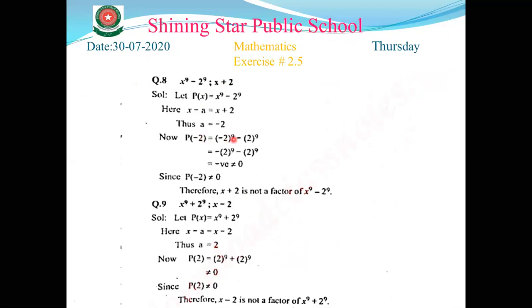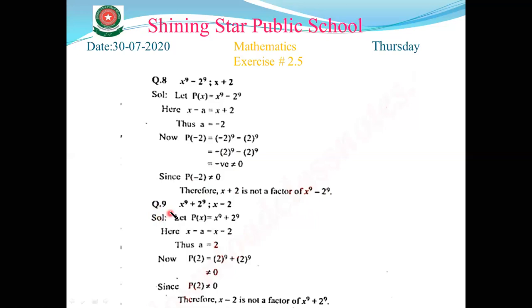Now we put the minus 2. Minus 2 power 9, minus 2 power 9. Because of this polynomial, minus 2 power 9 is minus 2 power 9, and here is 2 power 9. When we take the common minus 2, it means they cannot cancel. Okay, it means they cannot be cancelled. So the answer is not equal to 0. So x plus 2 is not a factor of x power 9 minus 2 power 9. Very simple.